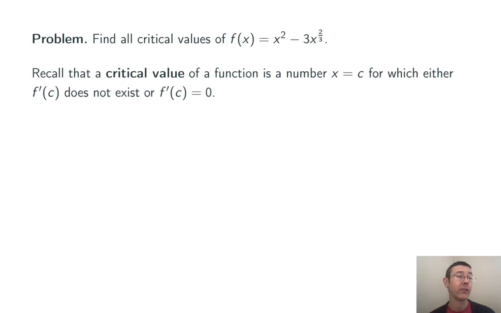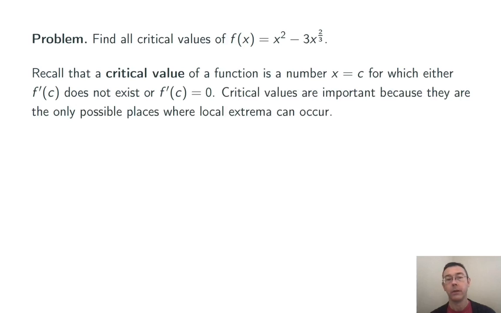It's just a number, x equals c, in the domain of the function f, such that f prime of c either does not exist or is equal to 0. Critical values are important because they're the only possible places where local extrema can occur. They're your candidate maxima and minima.